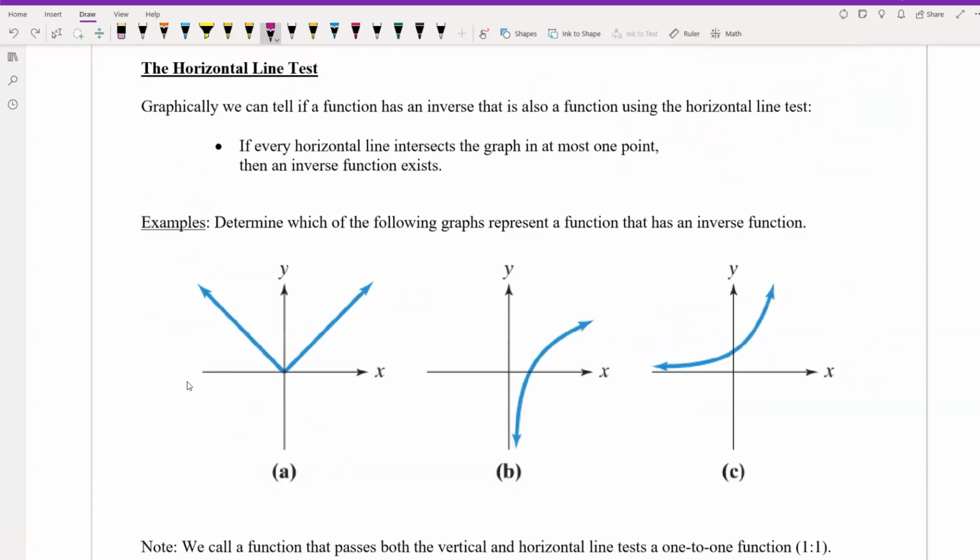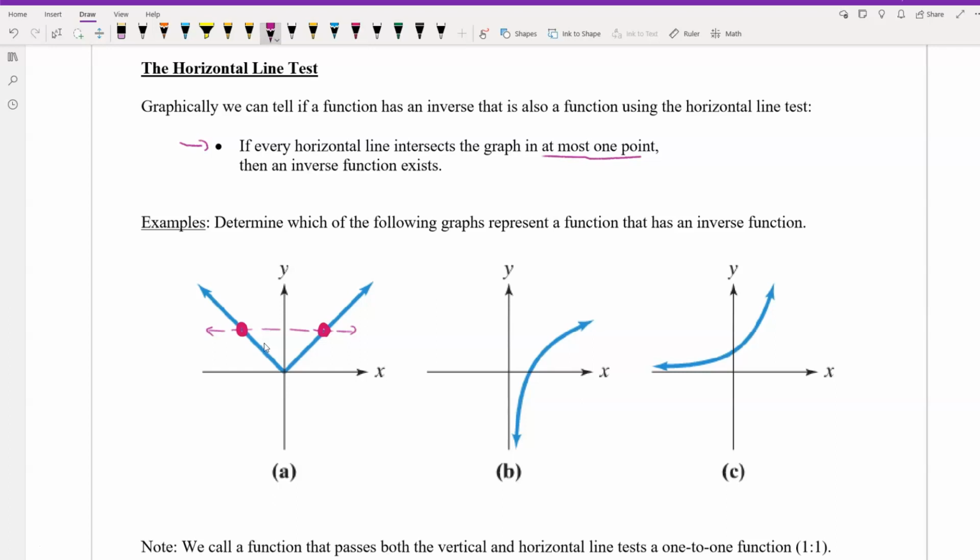The horizontal line test. Graphically, we can tell if a function has an inverse that is also a function using the horizontal line test. If every horizontal line intersects the graph in at most one point, then an inverse function exists. Determine which of the following graphs represent a function that has an inverse function. Here in part A, we have this horizontal line and we have these 2 points. So it intersects in more than 1 point. That means our answer for this part is no.